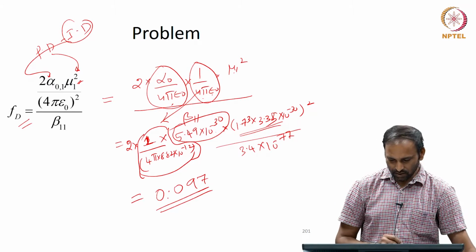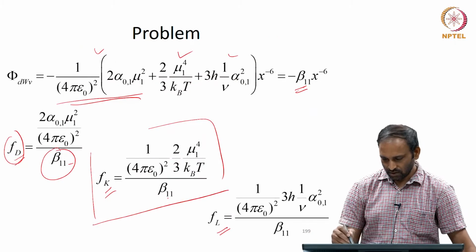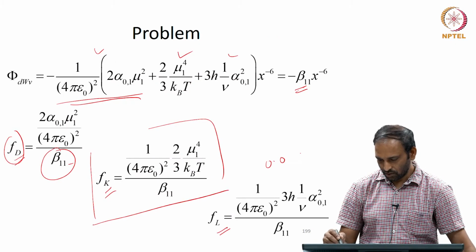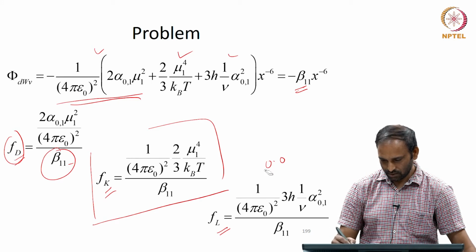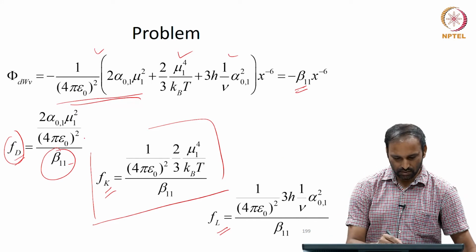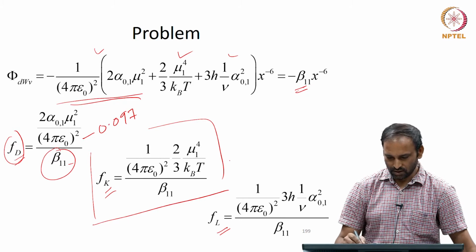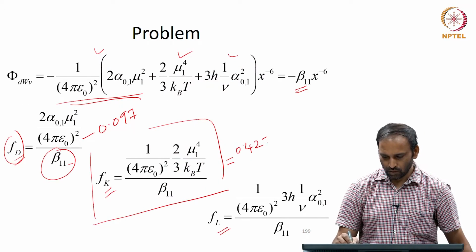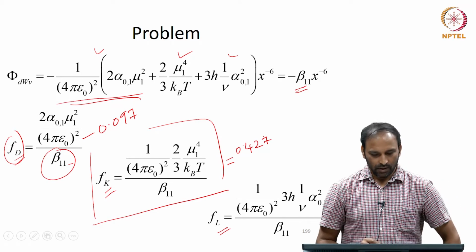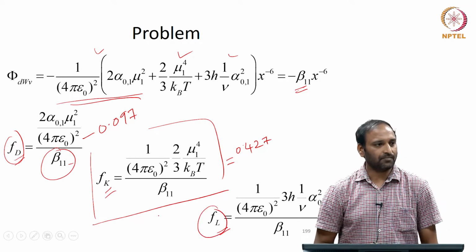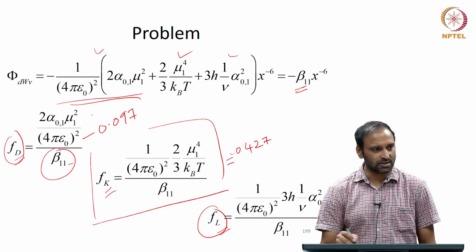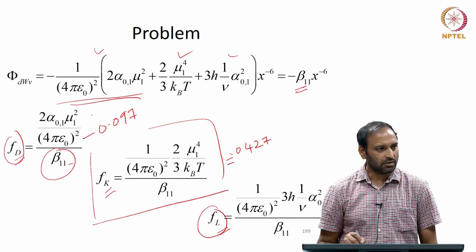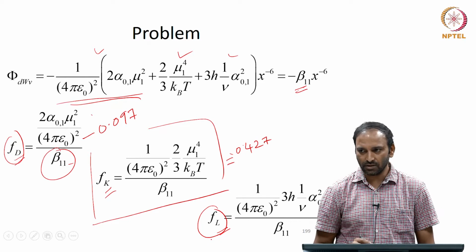So let us go back. This is 0.097, and this came out to be 0.427. Now we want to calculate FL. We want to calculate the contribution of the London dispersion forces. So how do we do that?